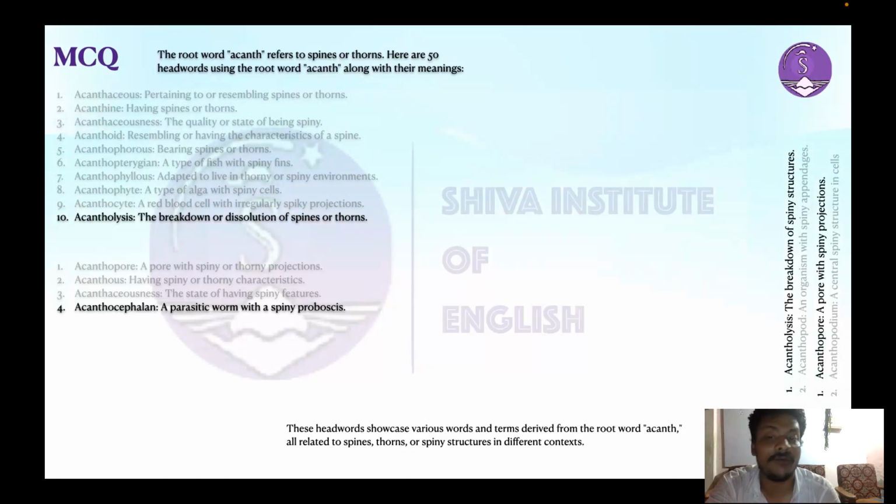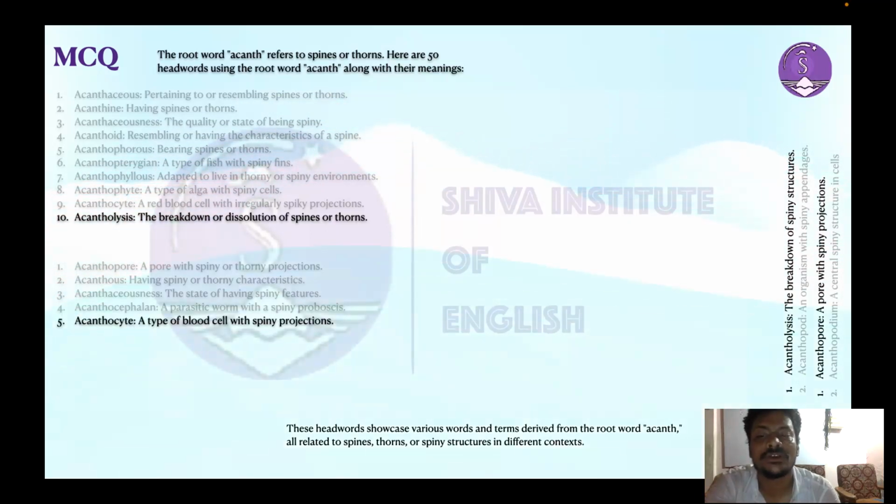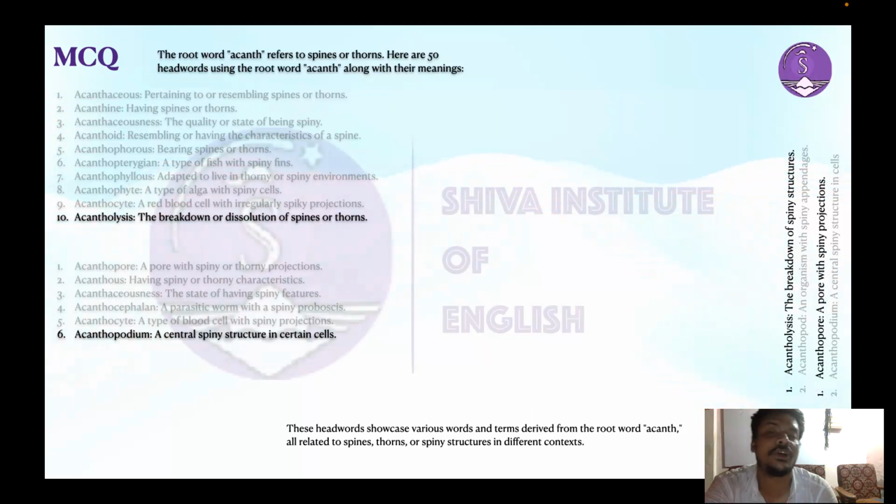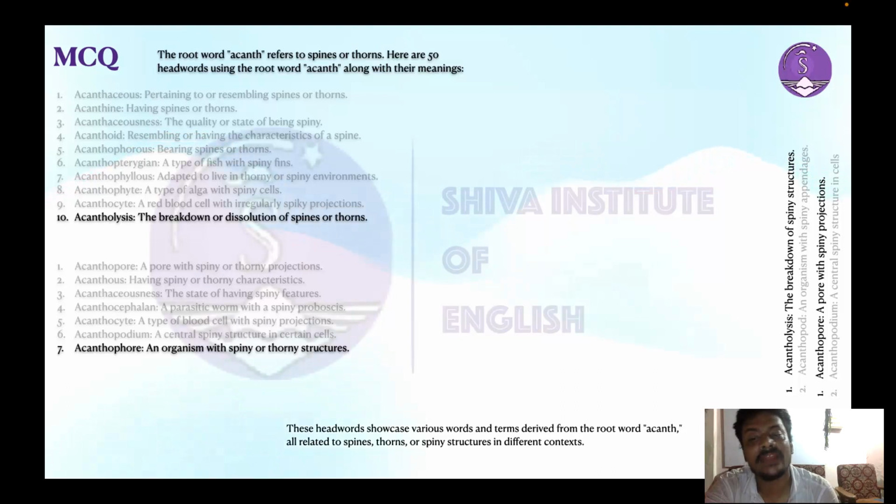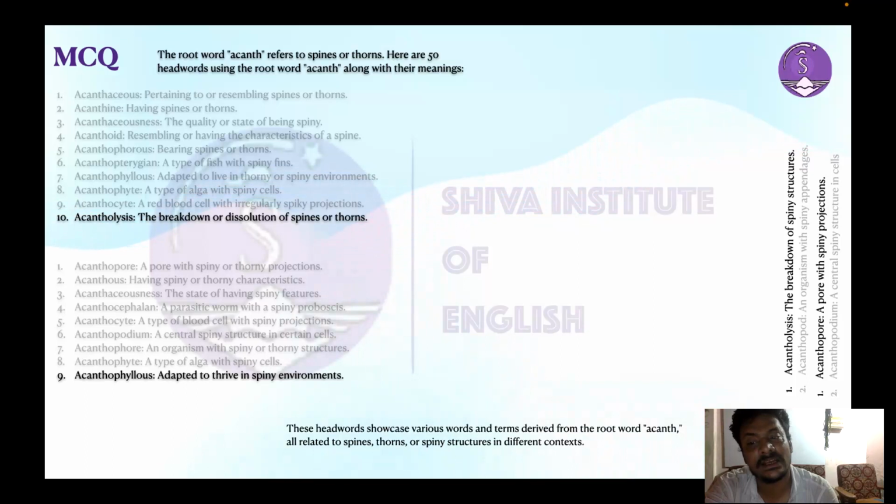Acanthocephalan, a parasitic worm with a spiny proboscis. Acanthocephalin. That's the kind of pronunciation you can say. Acanthocyte, again a type of blood cell with spiny projections. Acanthopodium, which means a central spiny structure in certain cells. Acanthophore, an organism with spiny or thorny structures. Acanthophyte, a type of alga with spiny cells.